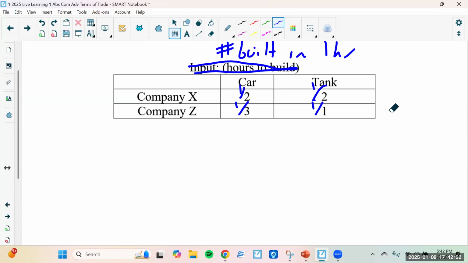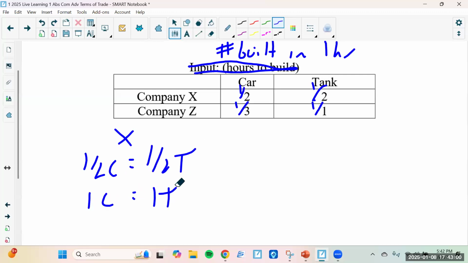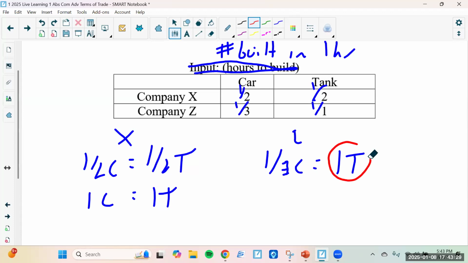So let's solve for this. Figure out the comparative advantage for Company X. Well, if a half of a car is equal to a half of a tank, that means for every 1 car they produce 1 tank. Because it's just reciprocal, right? You just multiply it by 2. For Company Z, it's 1/3 of a car is equal to 1 tank. So we've already solved for tanks. Before I move on, who should produce the tanks? Well, the one with the lower opportunity cost. 1/3 is lower than 1, so Company Z should produce the tanks.